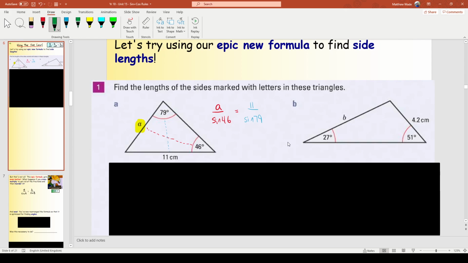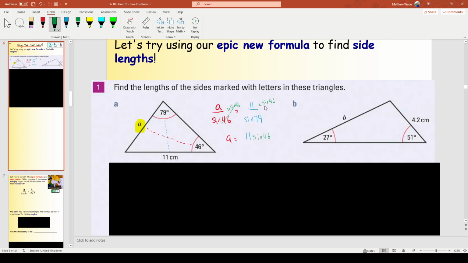Now the rest of it is just algebra manipulation. I want the A on its own, but it's been divided by sine 46. So what's the opposite of divide by sine 46? Well, you times it. Times sine 46 on both sides. Now that's cool, because this side gets cancelled out, leaving you just with A on its own on that side because the sine 46s cancel out. And on this side, you're going to be left with the 11 times sine 46.